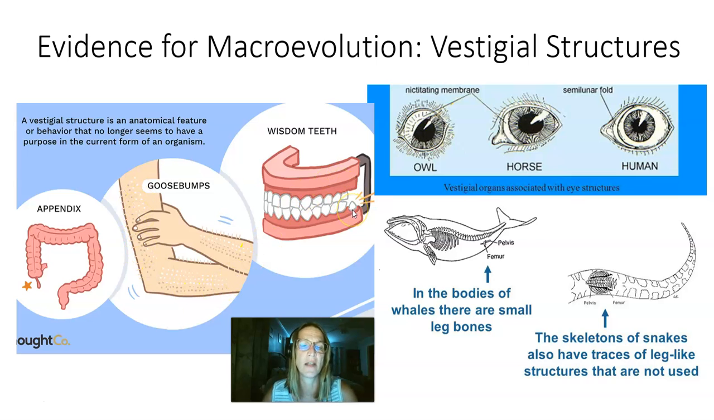Wisdom teeth, another great example of something we don't need anymore, but our ancestors used these teeth to grind a lot of plant material. We don't need those wisdom teeth anymore. We don't eat as much plant material, and now wisdom teeth actually cause problems, and so we usually have to get them removed. But that is another vestigial structure.